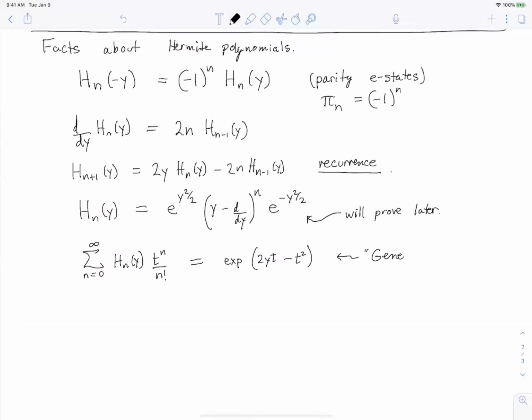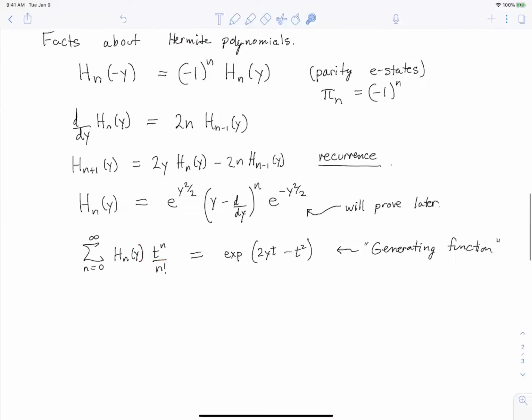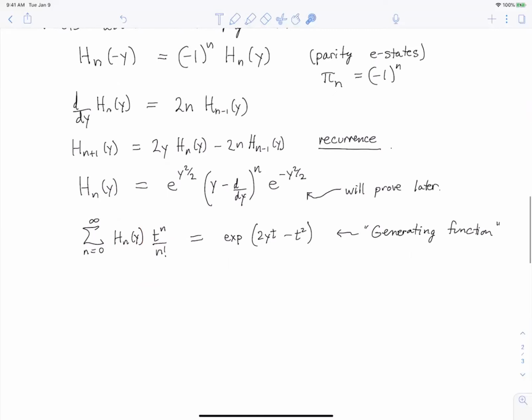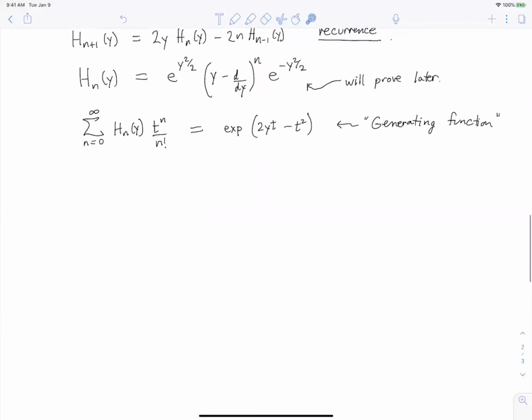It's just a simple function which, when you expand it out into powers of t, has coefficients that, up to this normalization of n factorial, are the Hermite polynomials. It's a common thing that when you have special functions that are solutions to differential equations, you can write relations of them involving a generating function of this type. Okay, so with all those things, you can now construct any Hermite polynomial you want.